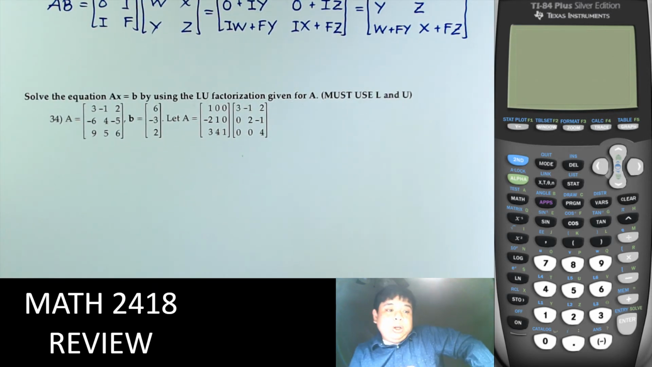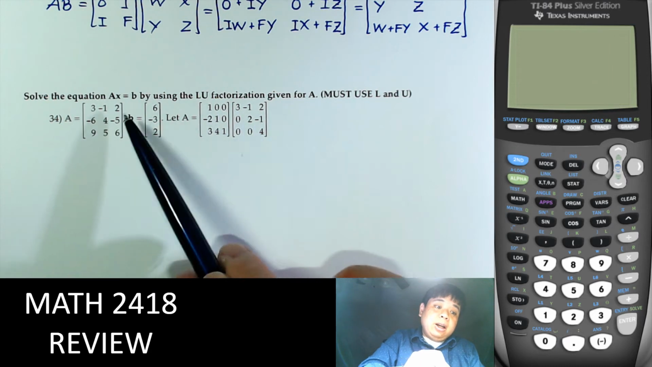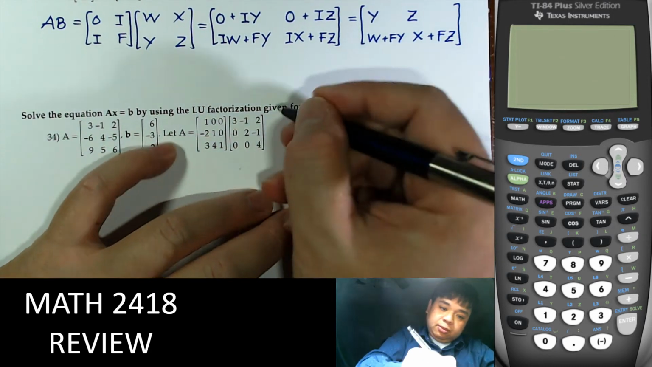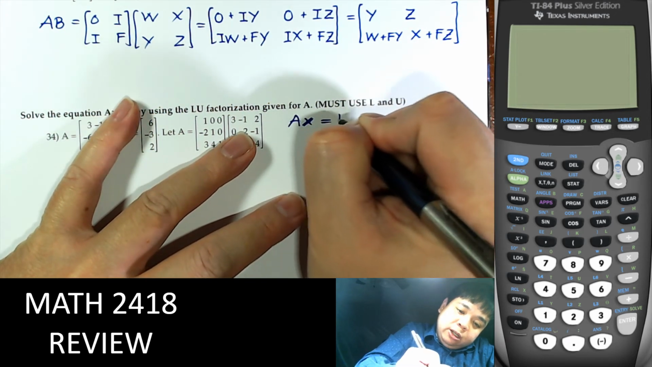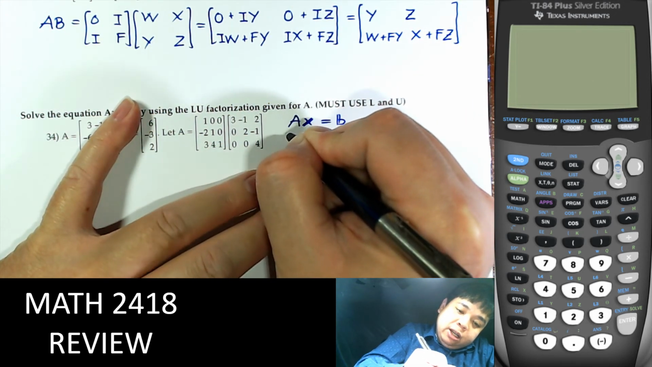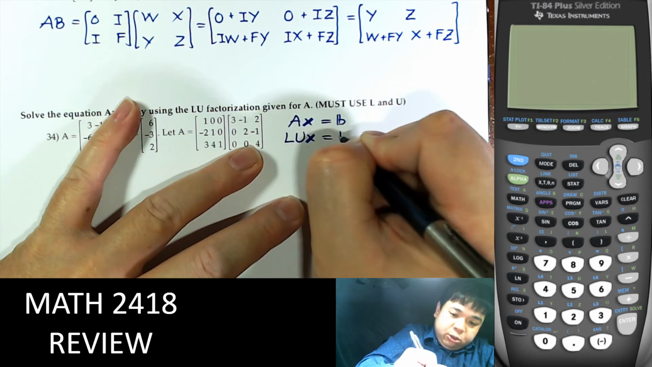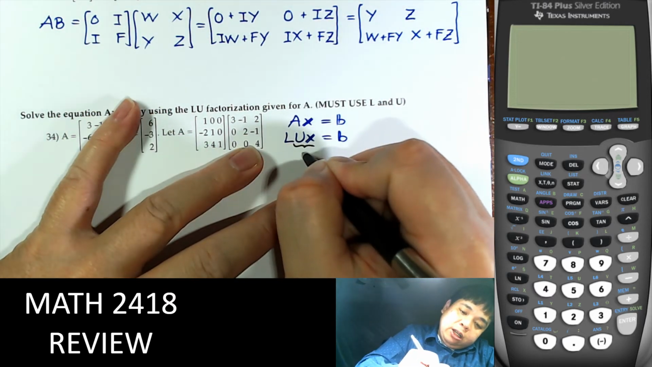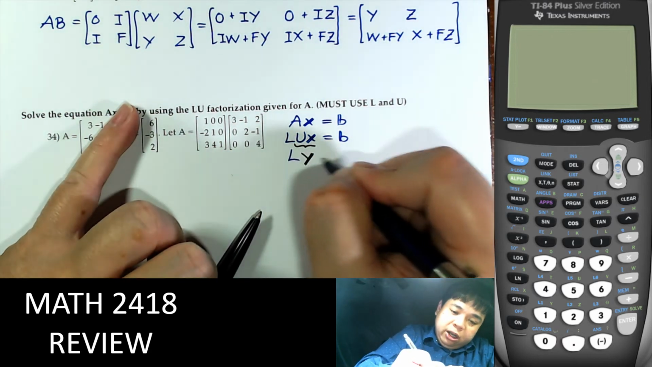What next is we use the LU factorization to solve for the system AX equal to B. So let's go with the theory first. AX equal to B. Now A is L times U times X equal to B. Now if we let UX equal to Y, then we have the system LY equal to B.